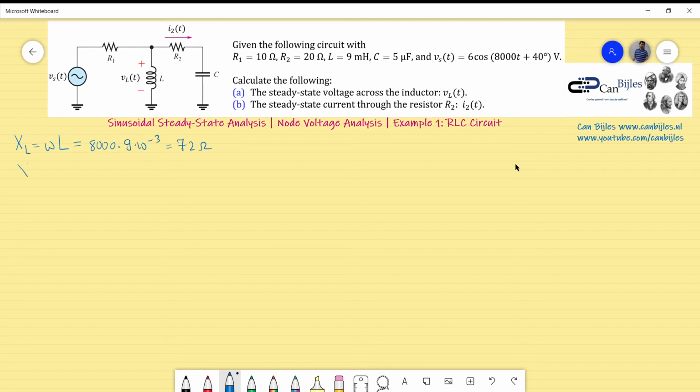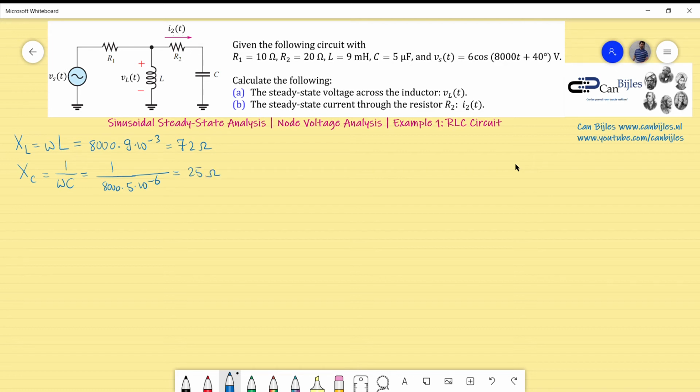If I now carry out the calculation also for the capacitor, which is XC equal to 1 over omega times C, we can substitute the values: omega 8,000, and for the capacitor you have 5 microfarads, so you have 5 times 10 to the minus 6, and if you do the math here you will get 25 ohms.